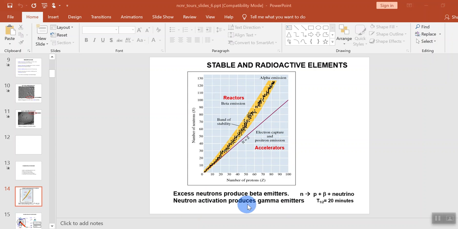A neutron activation produces gamma emitters. So we know that the neutron decays into a proton, a beta, which is an electron, and a neutrino, with a half-life of about 20 minutes.